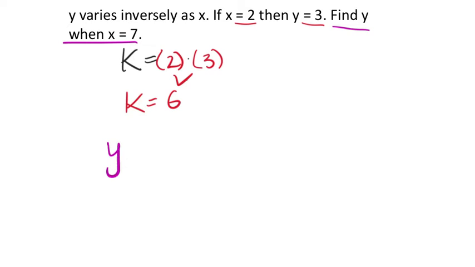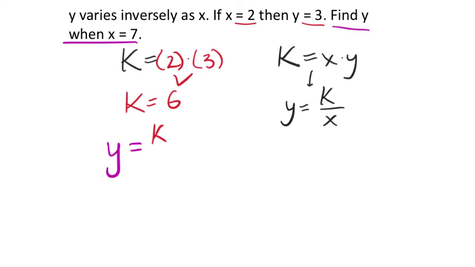Well, we know from the formula that k equals x times y, so we can rewrite this as y equals k divided by x, which we saw on the last slide. So y is the same as k divided by x. You could put the k value in first, by the way, but we have the x value at 7 right there, and a k value that is just 6.